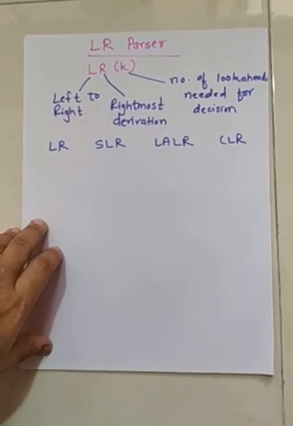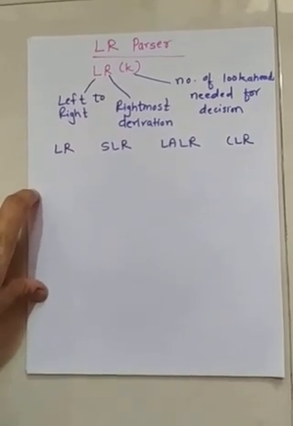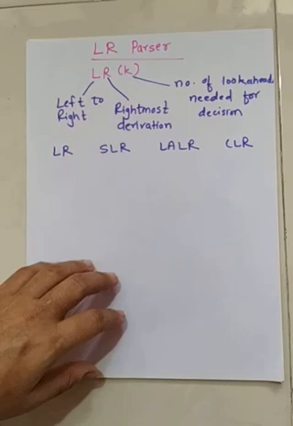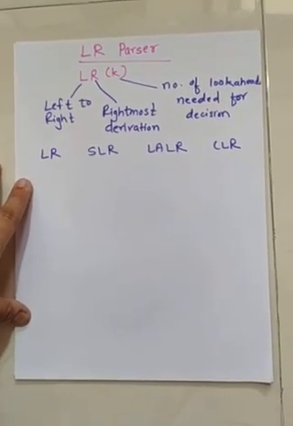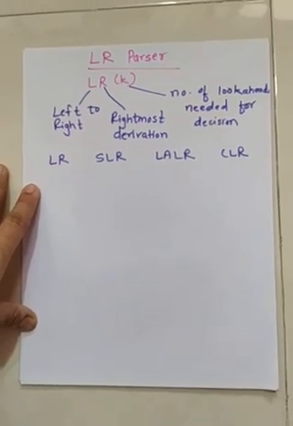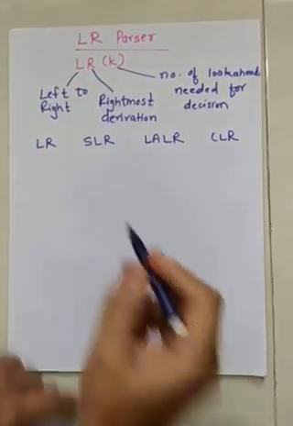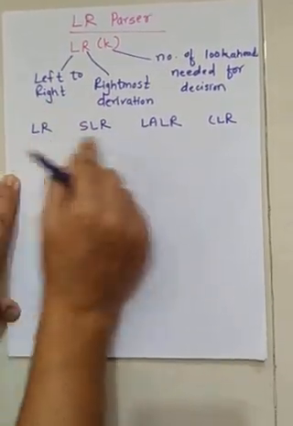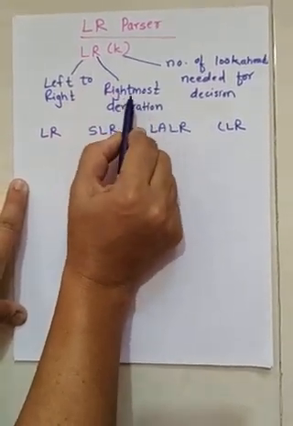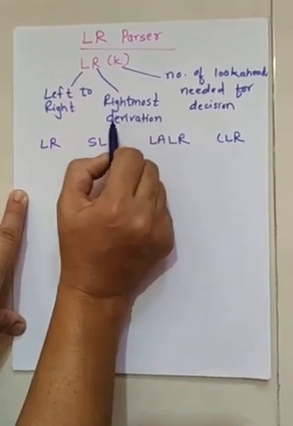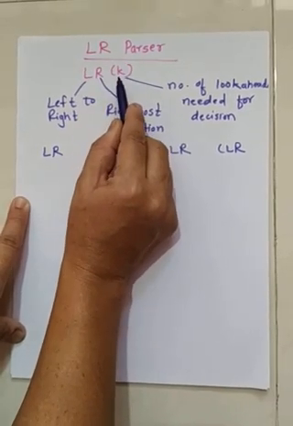In previous video, we studied two types of bottom-up parser, that is shift-reduce parser and the operator precedence parser. Now in this video, we are discussing the third type of bottom-up parser, that is LR parser. Basically, in LR parser, L stands for left to right direction, from left side towards right side direction. The R stands for rightmost derivation. We have to consider the rightmost derivation here, and K is the number of lookaheads.